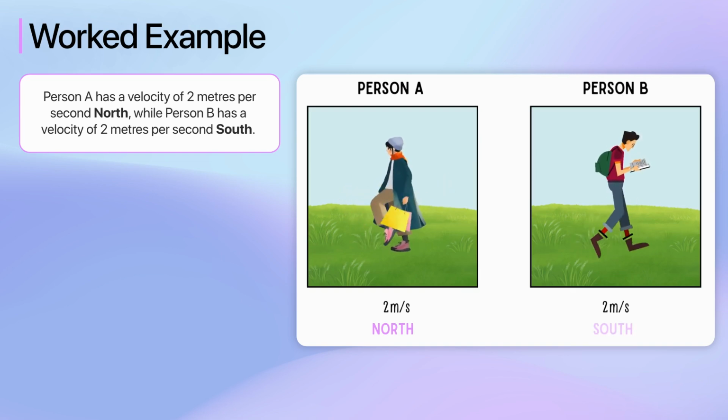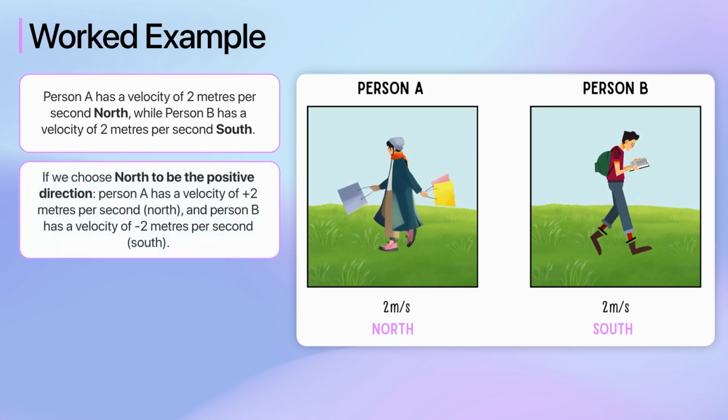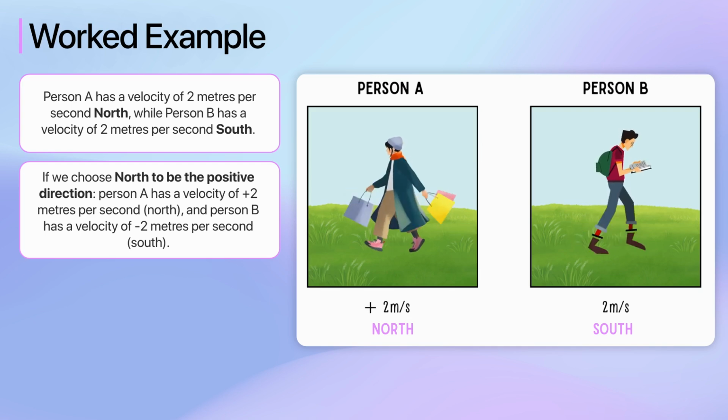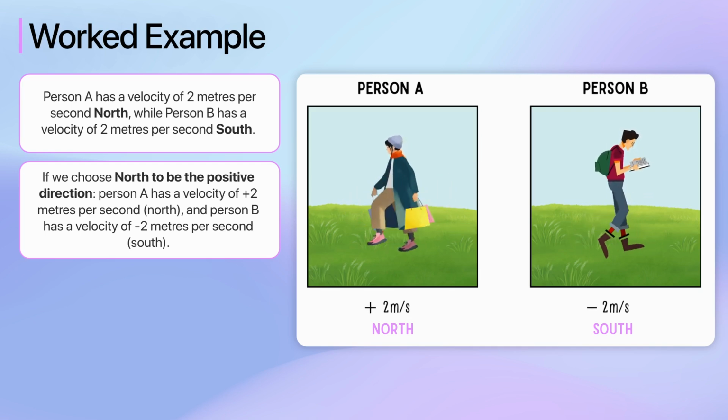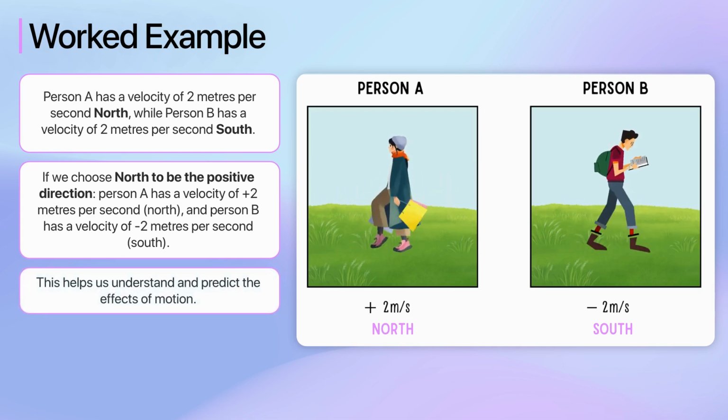Mathematically, we can use positive and negative signs to denote direction. Let's choose north to be the positive direction. Hence, person A has a velocity of plus 2 meters per second north, and person B has a velocity of minus 2 meters per second south. This mathematical expression becomes very handy in calculations and helps us understand and predict the effects of motion.